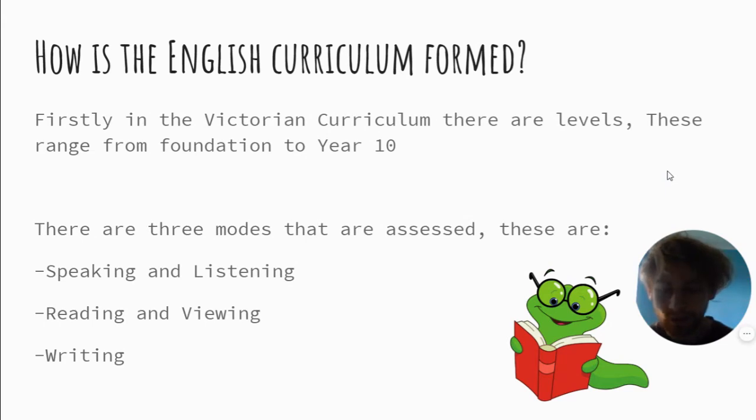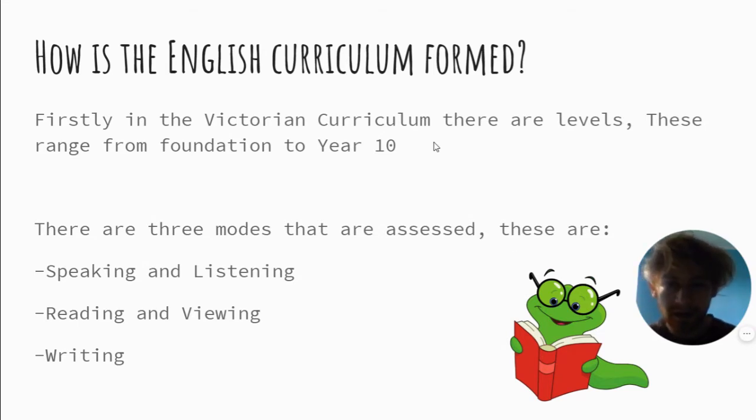An example the Victorian curriculum gives is that students will learn new vocab from their listening and reading, and then will be able to share and express their new vocab through comprehension. So this is done through speaking and listening.